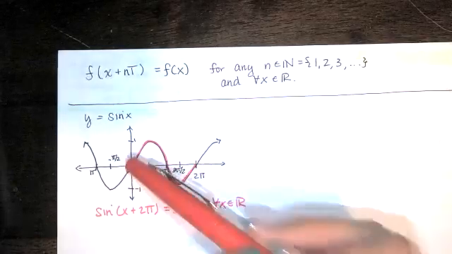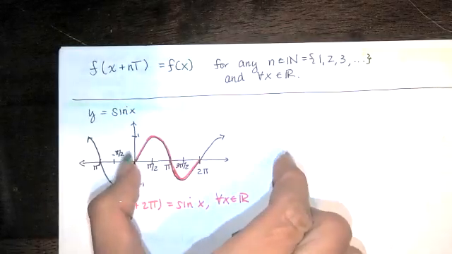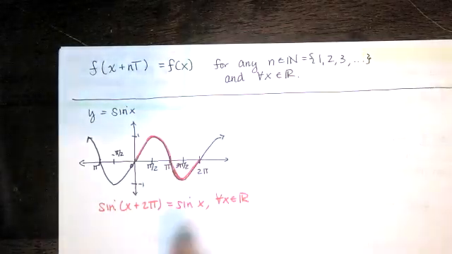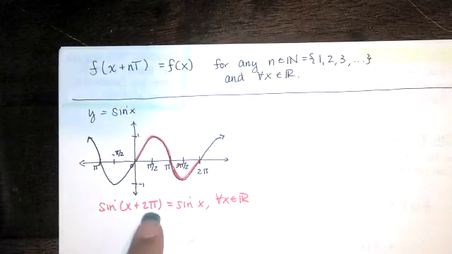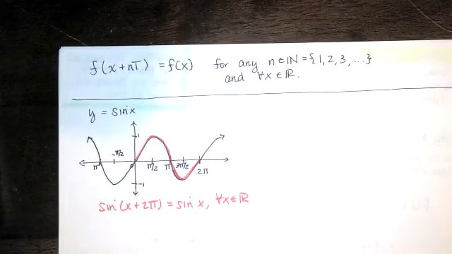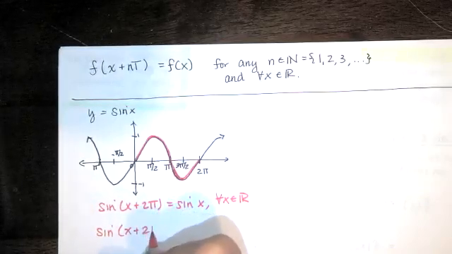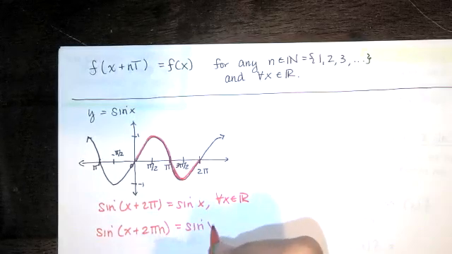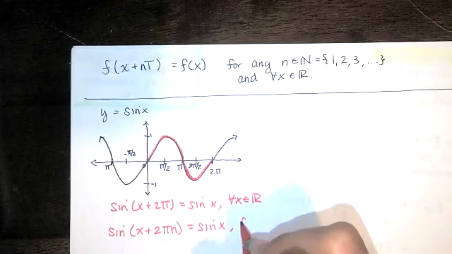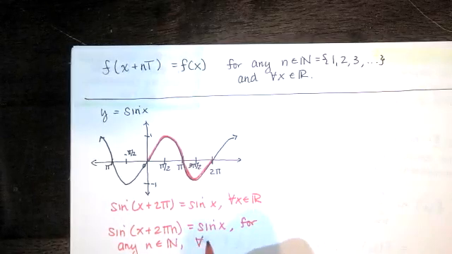So if n was 2, this is just saying that, well, it's going to repeat every 4 pi as well. So I could take that version of it that's twice as long, and that would repeat. Or I could do sine of x plus 2 pi plus another 2 pi plus another 2 pi. Every time I add 2 pi, that's going to be fine. So the period is 2 pi, the smallest period, the fundamental period is 2 pi, but we could also say that sine of x plus 2 pi n is equal to sine of x for any natural number n and for all x in the reals.